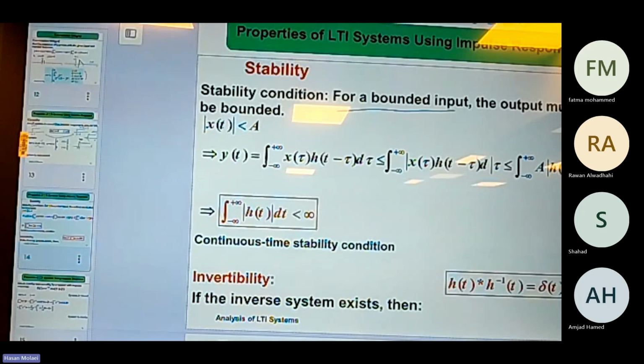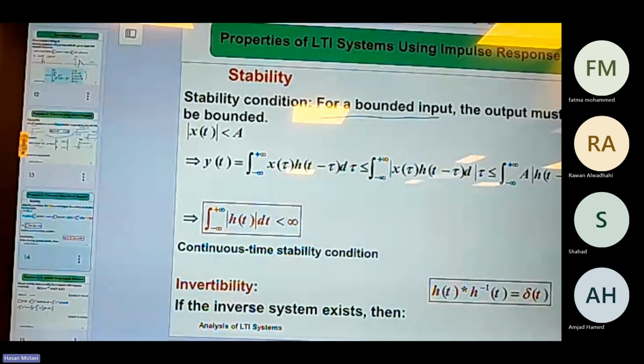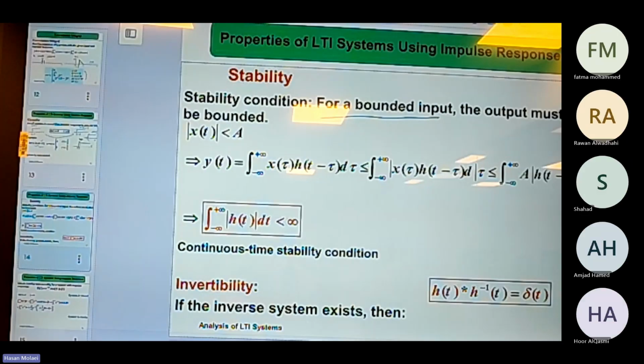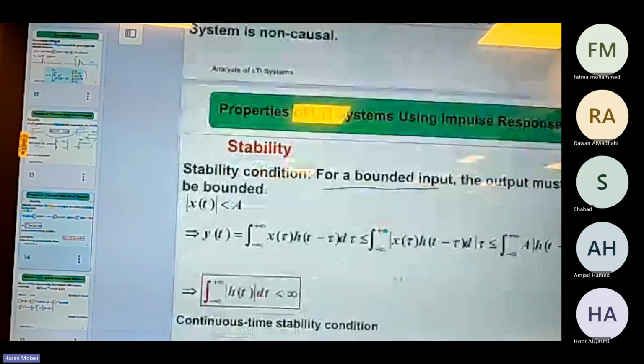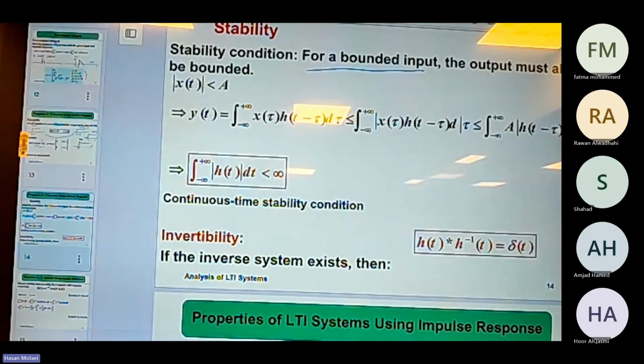For a bounded input, a stable system has a bounded output. If the input is a limited value, the output should be the same. The condition means the integral of the absolute value of h(t) should be a bounded value. In this case, we can call it stable, otherwise unstable. These are for linear time-invariant systems.